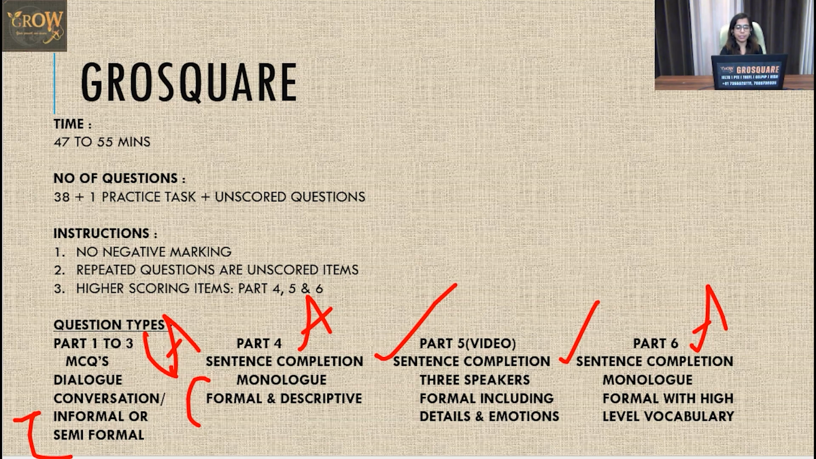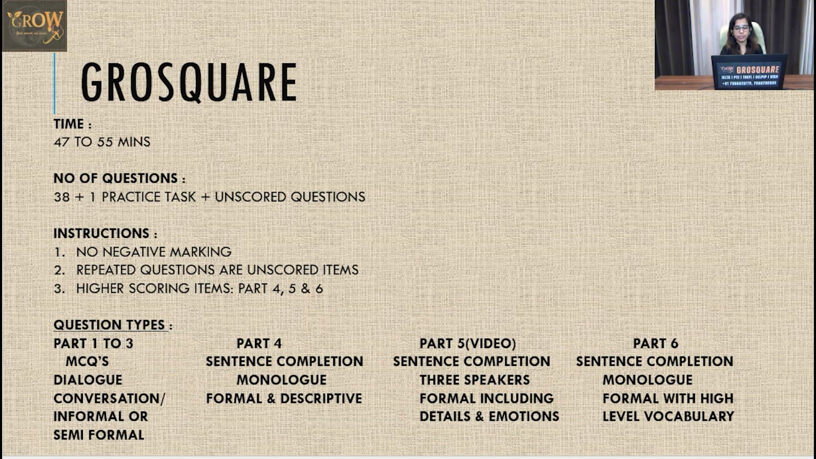I'll be explaining in detail when we will be doing the questions, right? So there would be 3 speakers, and a formal conversation that can include details and emotions. Now moving to part 6, what we need to do here is sentence completion, right?